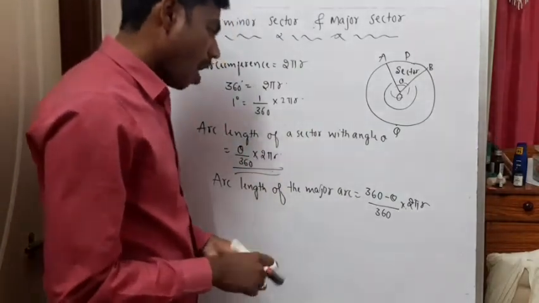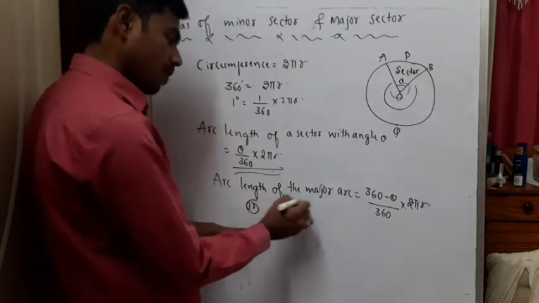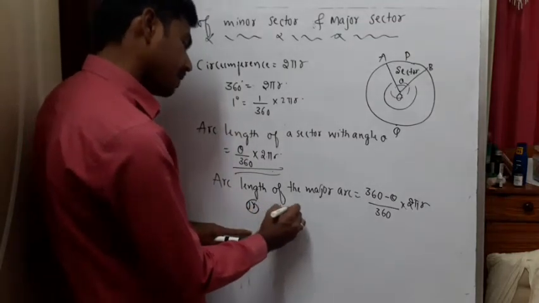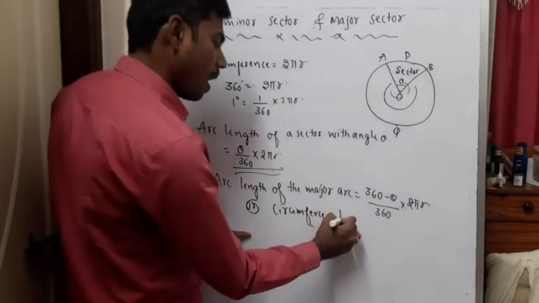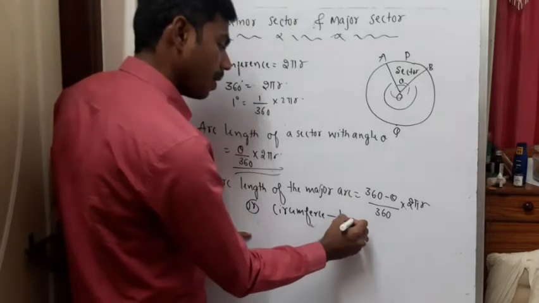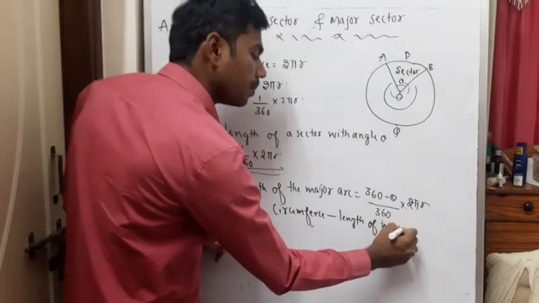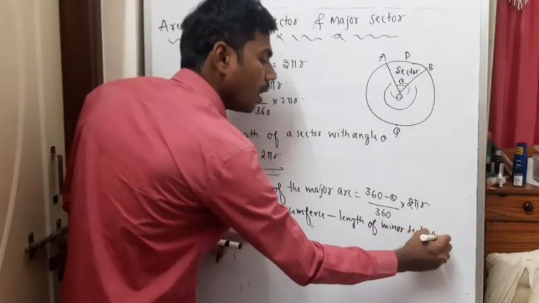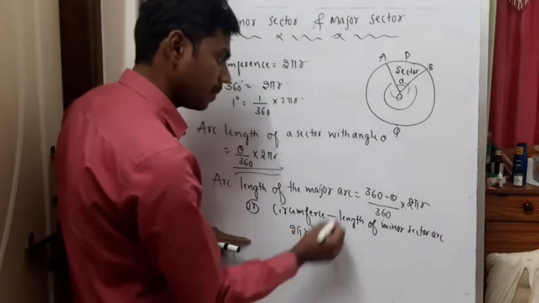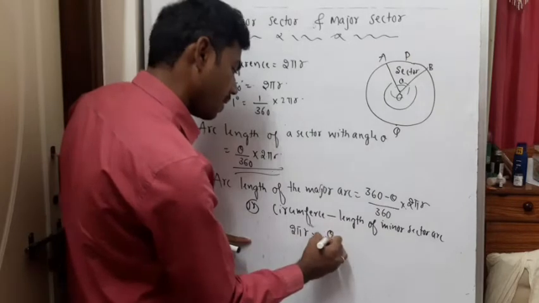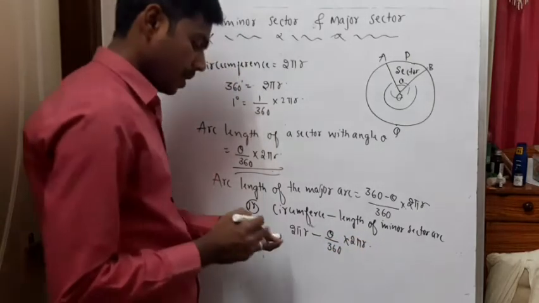Or else you can write circumference minus the length of the minor sector arc, which is 2 pi r minus theta divided by 360 into 2 pi r. Okay, please note this down.